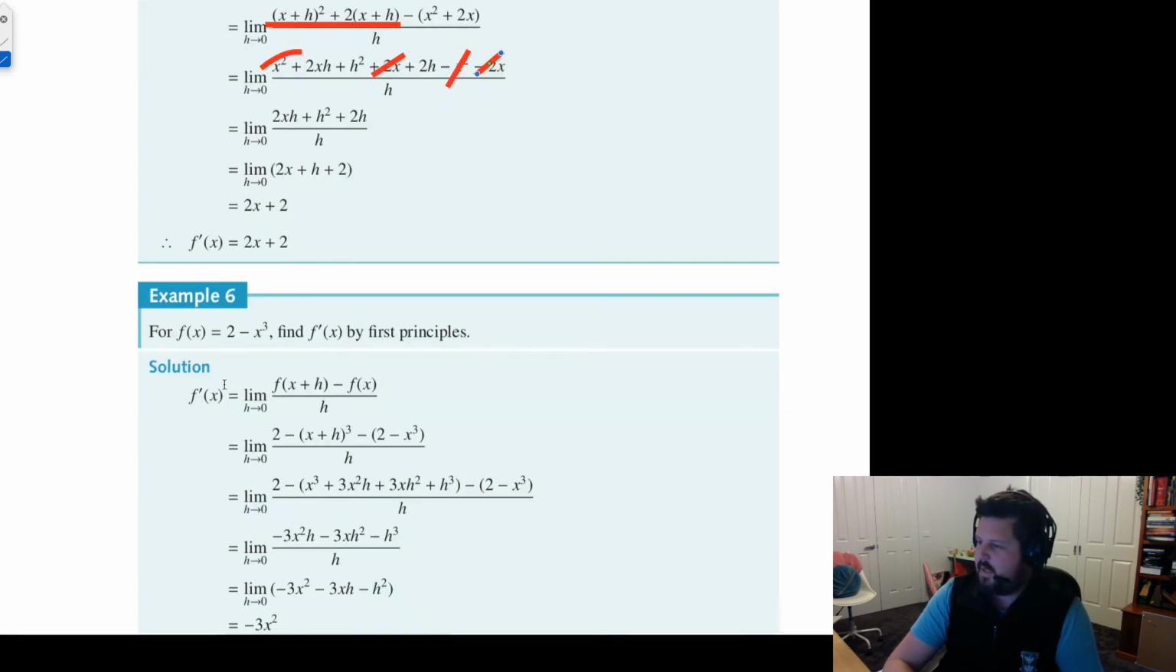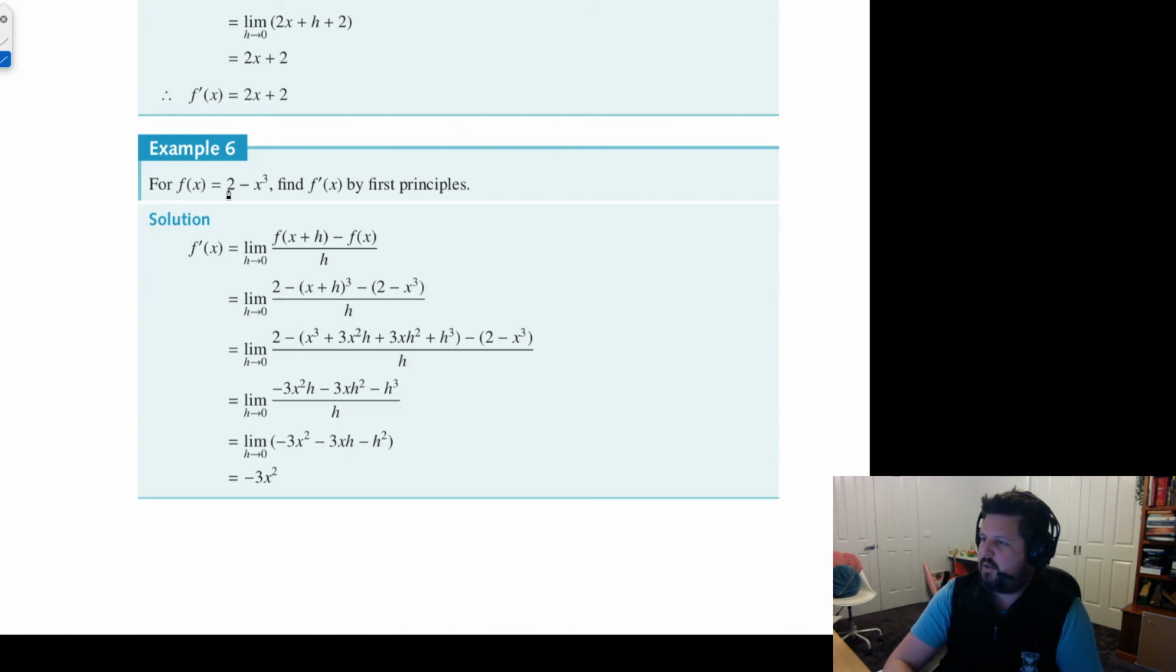Cool. Next one. For the function 2 take away x cubed, again it's saying find the derivative f dashed x by first principles. So write out the rule for working out the derivative using first principles, and make sure you write it out correctly. First up, we need to write out this function f of x, but substituting in x plus h where x is. So you'll end up with 2 take away x plus h cubed, which is this part.